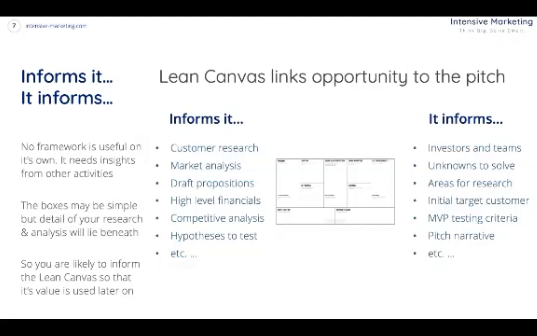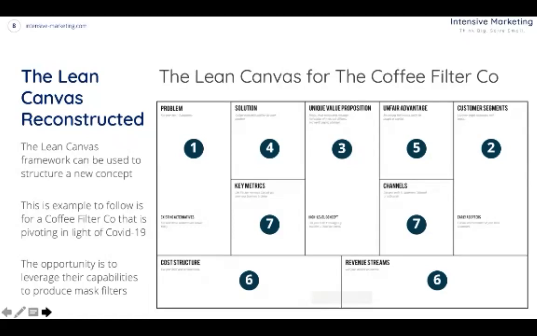Okay, let's reconstruct it and bring it to life with an example. So this is the coffee filter company, and the coffee filter company are looking to pivot in the fight against COVID-19. And so what they're looking at doing is, can they leverage their capabilities to produce mask filters? So if we're the coffee filter company, what would a lean canvas look like for them?